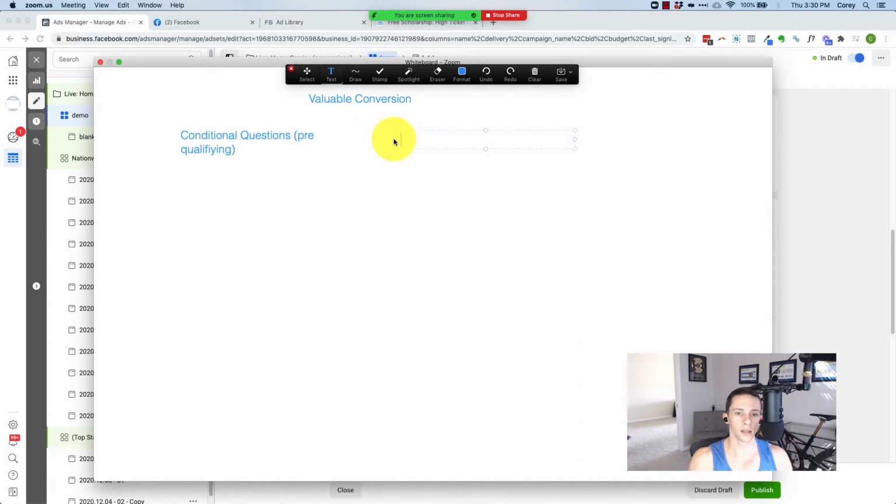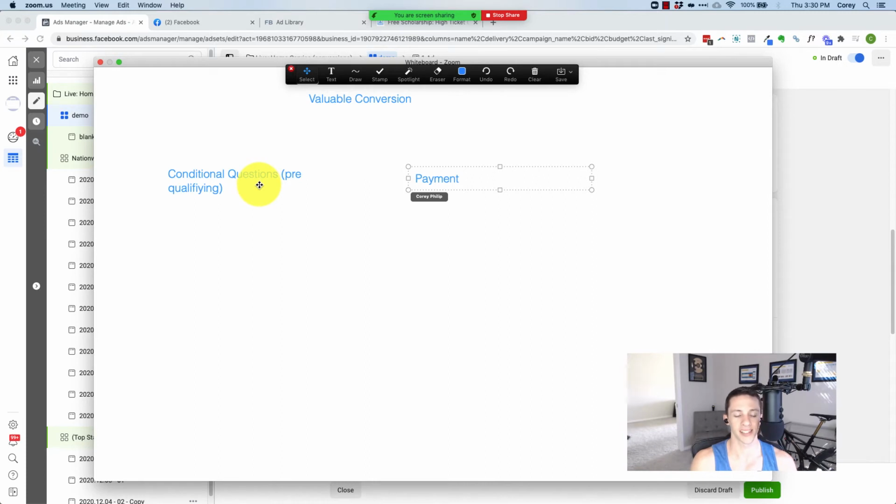And then the other way of doing it is payment, okay? So these are the two ways of creating valuable conversion events right here. And you need to have one of these in place if you are going to run to a big, broad audience.